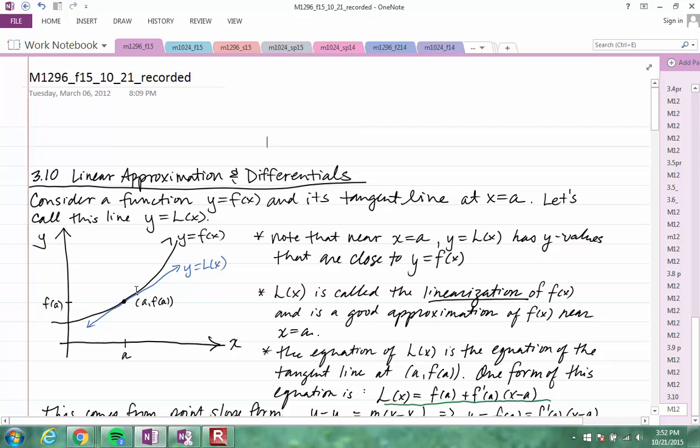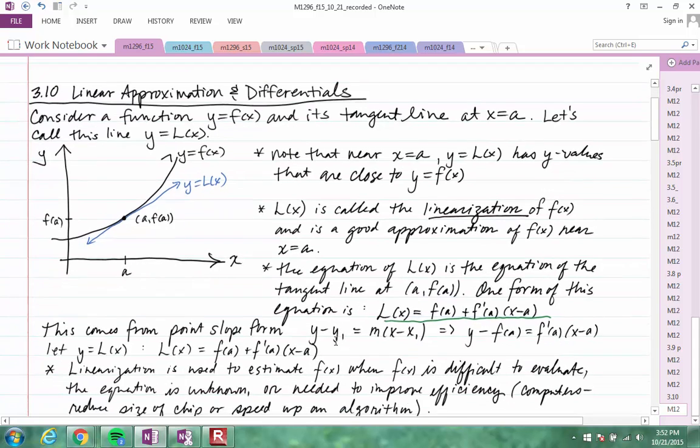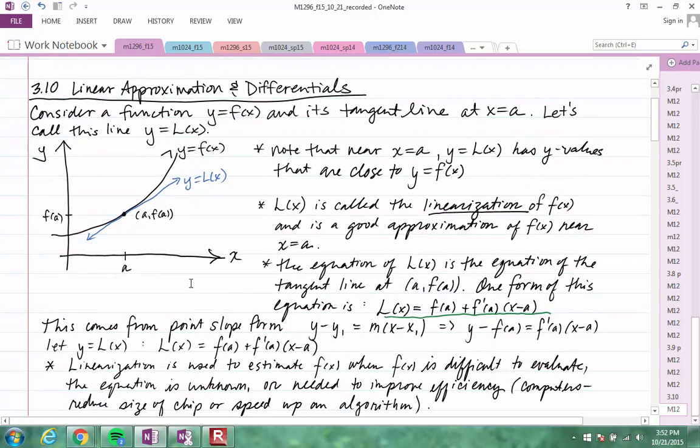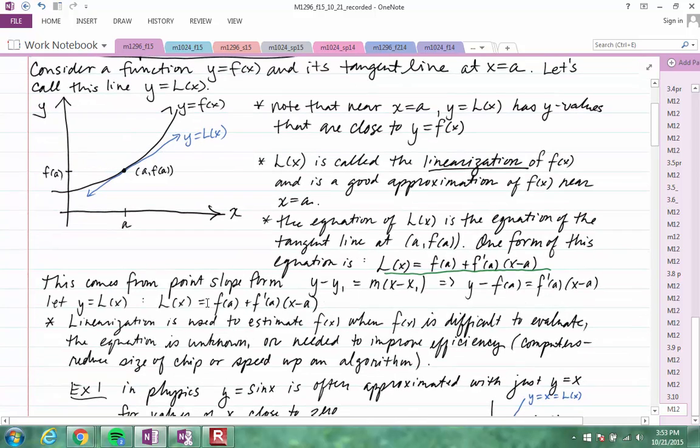The reason we're calling it the linearization is we're talking about it in the context of approximating a function f of x near x equals a. This is done a lot in practice in computing and physics, where you have a function that's kind of complicated, or maybe you don't know the equation of that line.